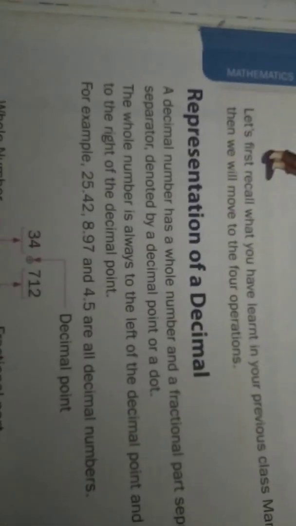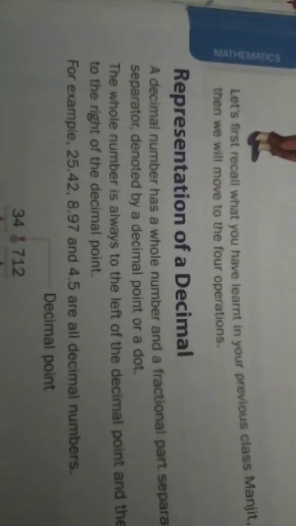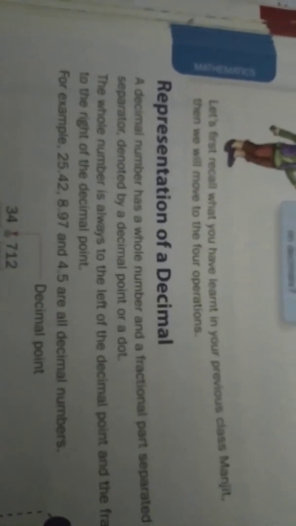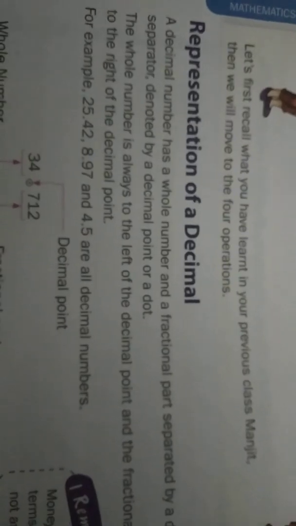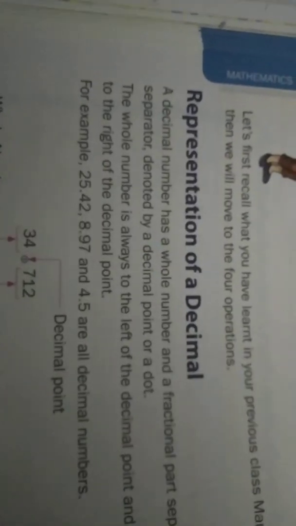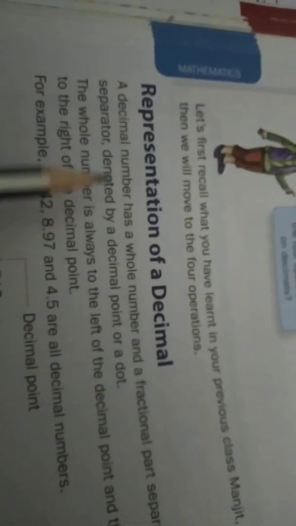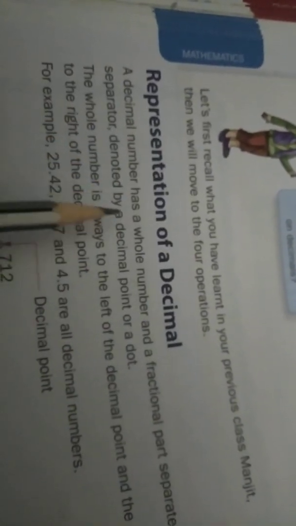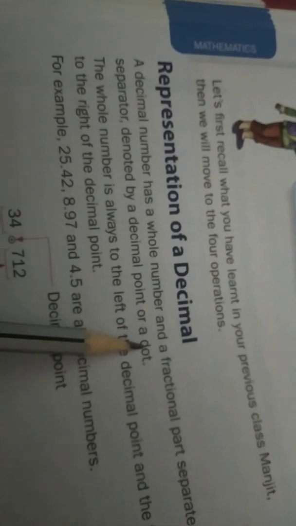Here we are going to see what is meant by decimals, what the expansion form is, and how to write decimals. Then we apply them in the remaining practice items: additions, subtractions, multiplication, divisions. First the introduction part. So let us see the representation of a decimal. A decimal number has a whole number and a fractional part separated by a decimal separator, denoted by a decimal point or a dot.